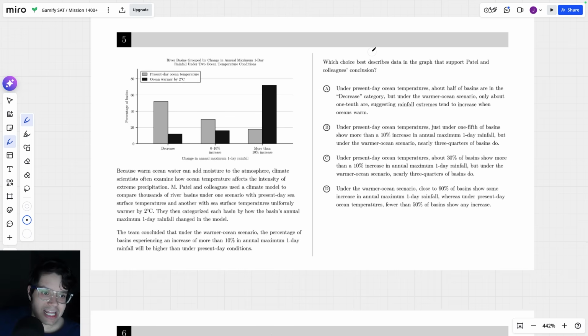Which choice best describes data that supports Patel and colleagues' conclusion? I would definitely just say the fact that we have over a 70% increase, or 70% of them were having more than 10% increase for the warmer oceans there.